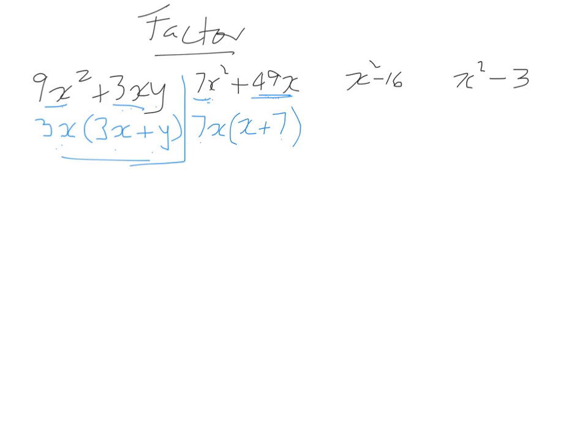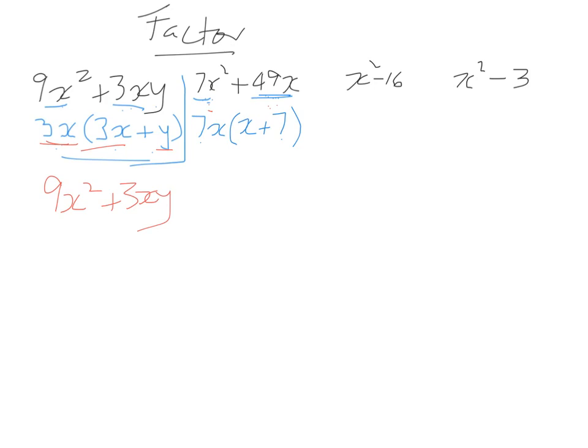And we can always check by multiplying these out. So just to check, 3x times 3x gives us 9x squared. 3x times y gives us plus 3xy. So it doesn't matter how long it is, how many terms we've got, or whatever the case may be, that's where we go about doing that. We look and see what's common to both of them, and then we factorise accordingly.